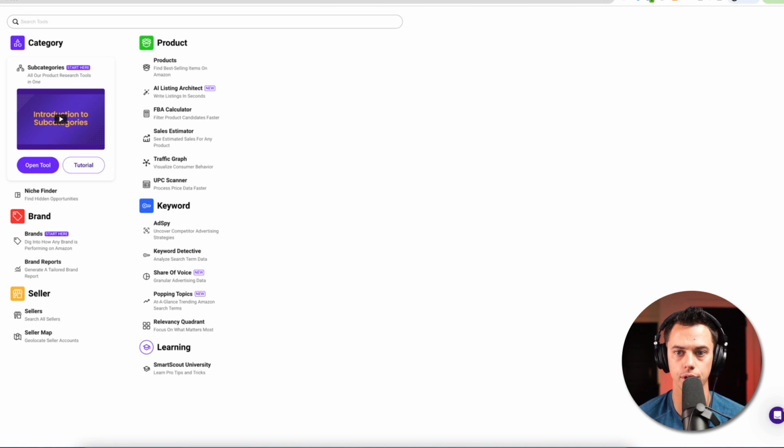Man, I'm just finding so many fun little features of this software tool the more that I use it. So let's dive into it here. I've got SmartScout logged in over here on my desktop, and I'm going to go through this process here of the popping topics tool. You can find this tool over on the left-hand side under keyword.